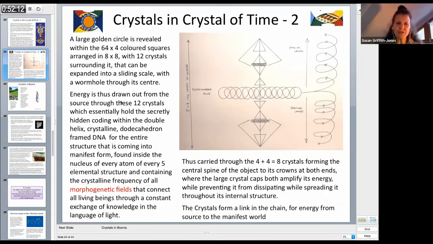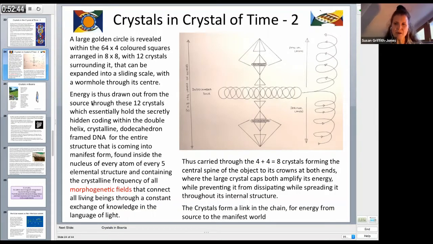So energy is thus drawn out from the source through these 12 crystals surrounding the golden circle here, which essentially hold the secretly hidden coding within the double helix crystalline dodecahedron framed DNA for the entire structure that is coming into manifest form, found inside the nucleus of every atom of every 5 elemental structure and containing the crystalline frequency of all morphogenetic fields that connect all living beings through a constant exchange of knowledge in the language of light.